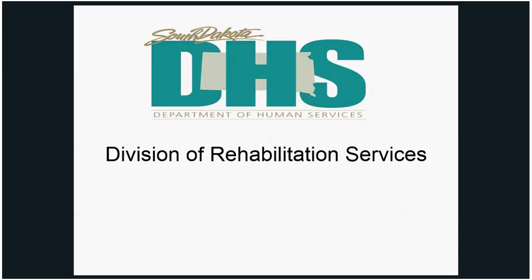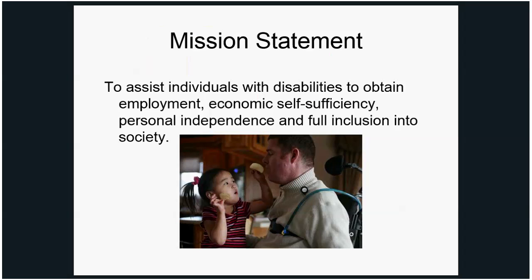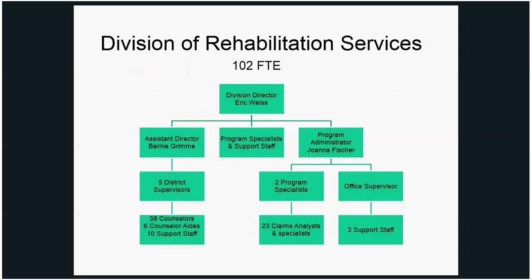First of all, the mission statement of the Division of Rehabilitation Services is to assist individuals with disabilities to obtain employment, economic self-sufficiency, personal independence, and full inclusion into society. And we do that in a few different ways that I'll cover here in the next several minutes. Next slide, please, Leslie. This is just a broad overview of the division when it comes to FTE.